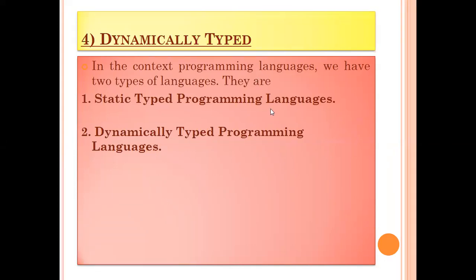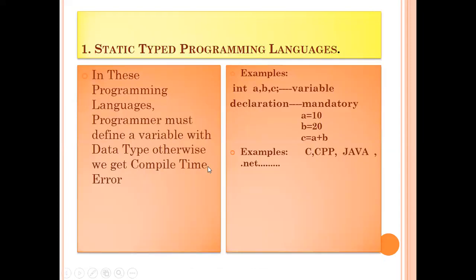Now we'll talk about dynamically typed. What do we understand by dynamically typed language? In the context of programming languages, we have two types: one is static typed and the other is dynamically typed language. Python programming is a dynamically typed language. What do we understand by static typed and dynamically typed? What is the difference between both of them?